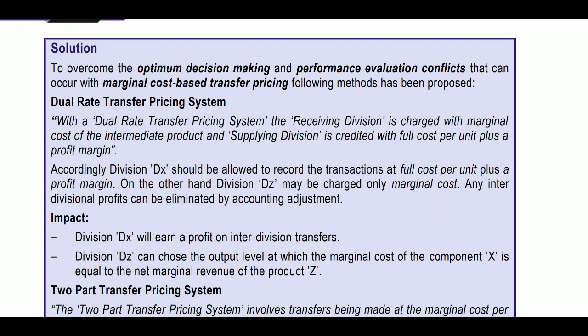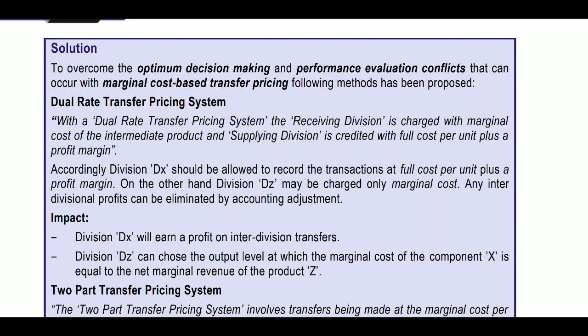So, full cost plus profit margin. Here division DX will earn profit on interdivisional transfer because cost plus profit margin is included. Here the profit margin will be a nominal profit margin that they will add. And division DZ can choose the output levels at which marginal cost applies, and the margin will not be added. So the cost of component X is equal to the net marginal revenue of product Z.